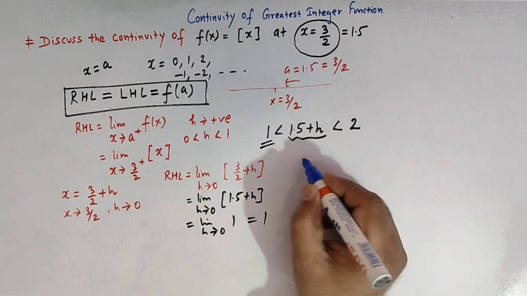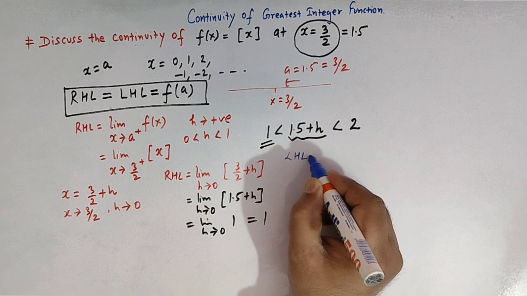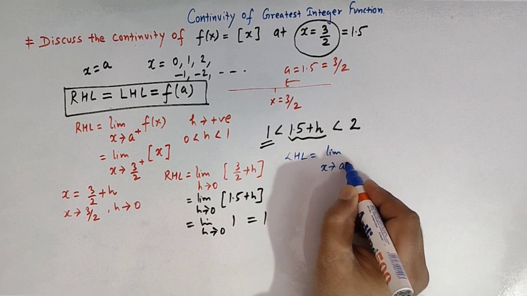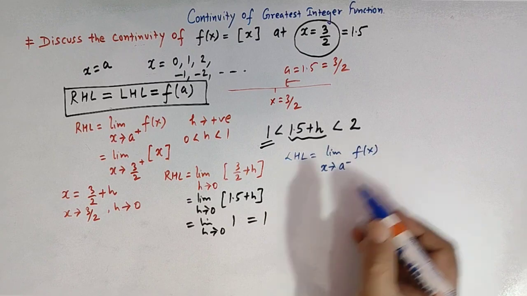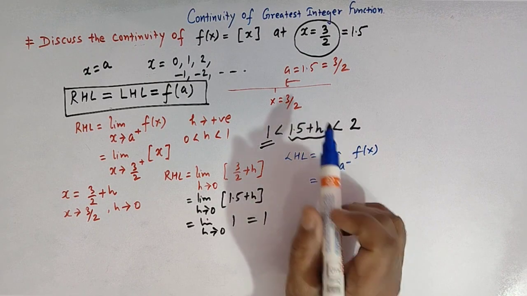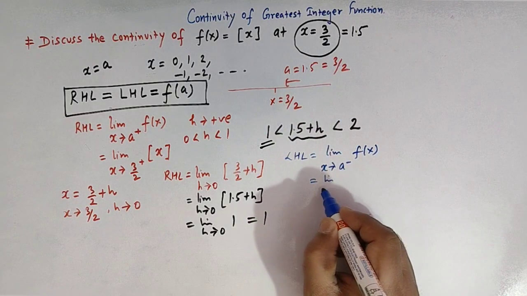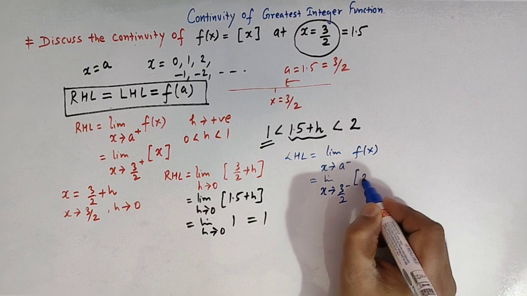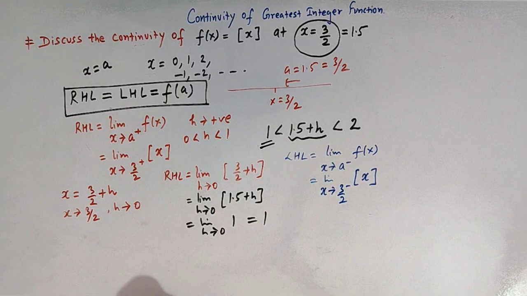Now let us find out the left hand limit. The notation for left hand limit is the limit x tends to a minus of f of x. Here the value of a is 3 by 2, so we have the limit x tends to 3 by 2 minus of the greatest integer of x, right?